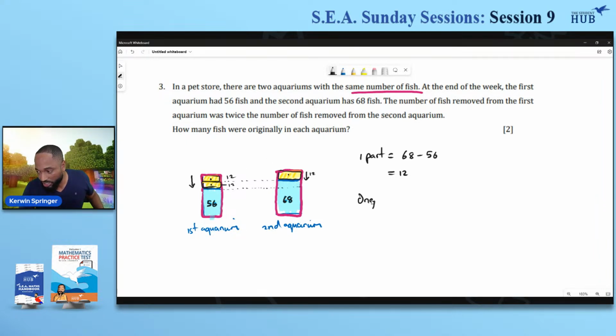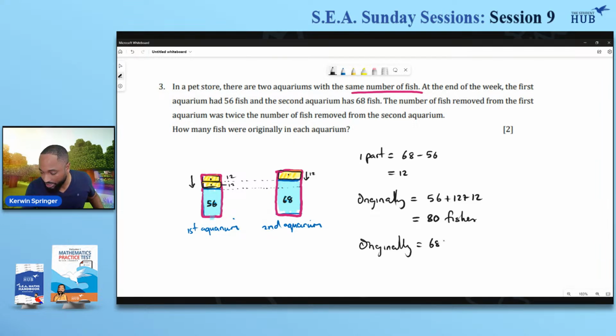So originally, in both of the aquariums, I could use any one. I could use the first aquarium. It'll be 56 plus 12 plus 12, which is how much, class? Isn't that 80? 56 and 24? 80 fishes. Or if I use this aquarium, originally has two L's, right? It will be 68 plus 12, 80 fishes again.